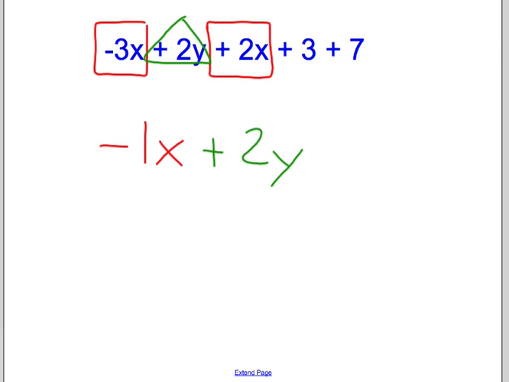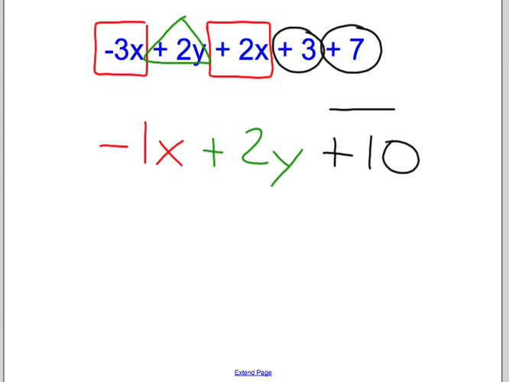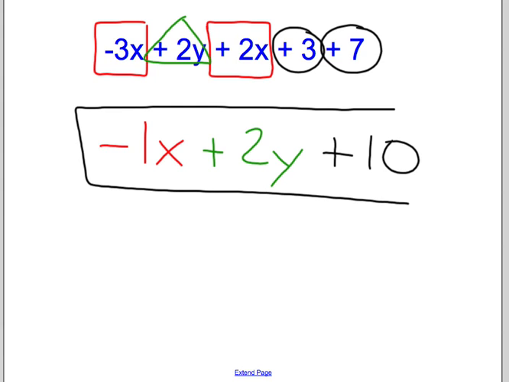Then I have my constants, or my just numbers, and those are like terms because numbers are like terms. And I can combine those. 3 plus 7 is 10. And that's a plus 10. And that is my answer.